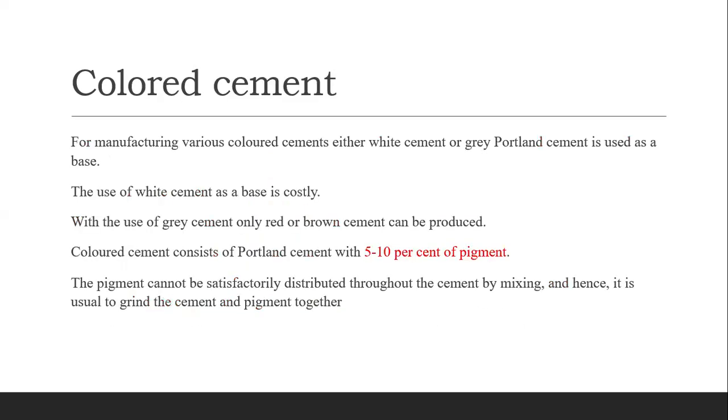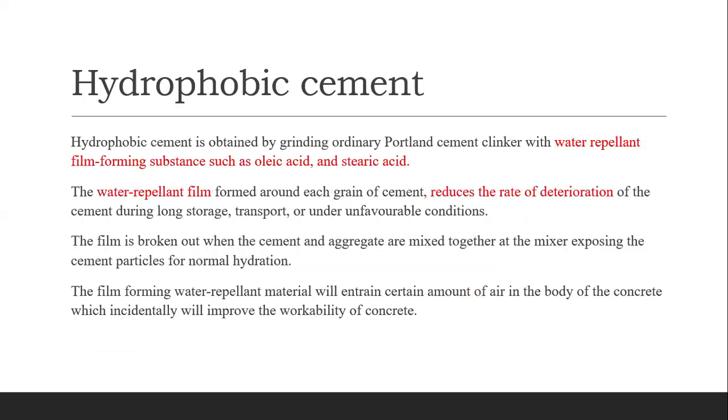Next is colored cement. Similar to air entraining cement, here also some dosage of coloring pigments will be added. For example, 5 to 10% of the coloring pigment will be added during the manufacturing process of cement. That's it. So automatically the color of the cement will be changed when it is used in the final application.